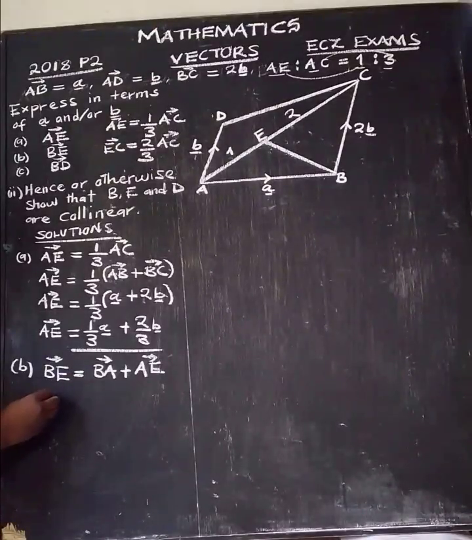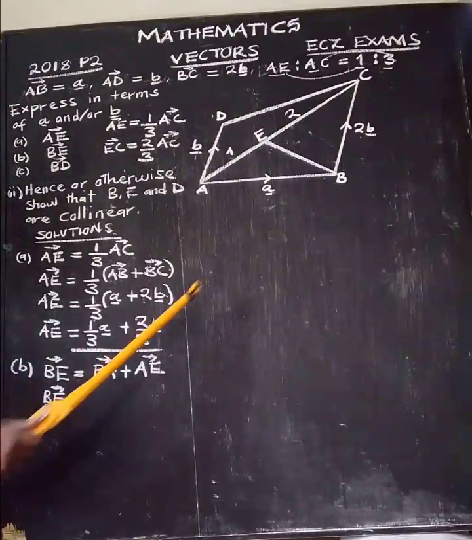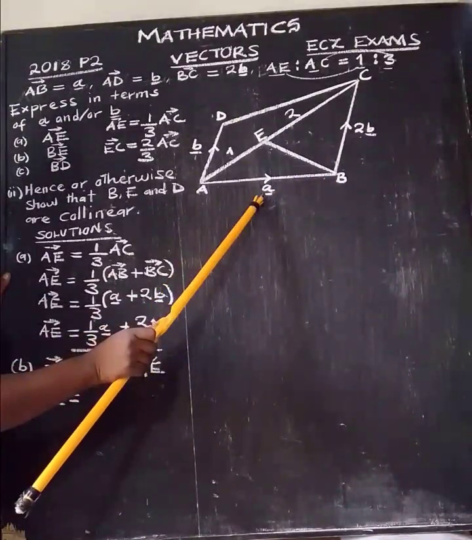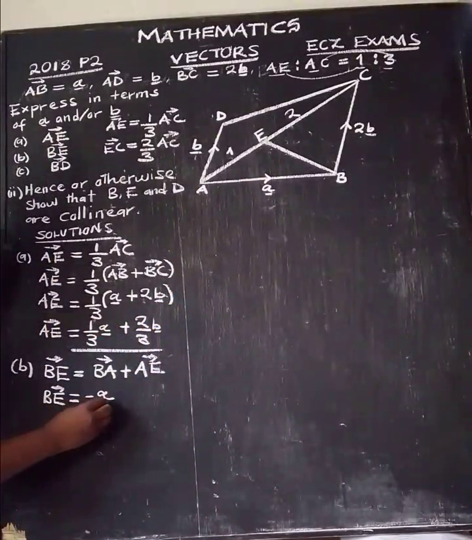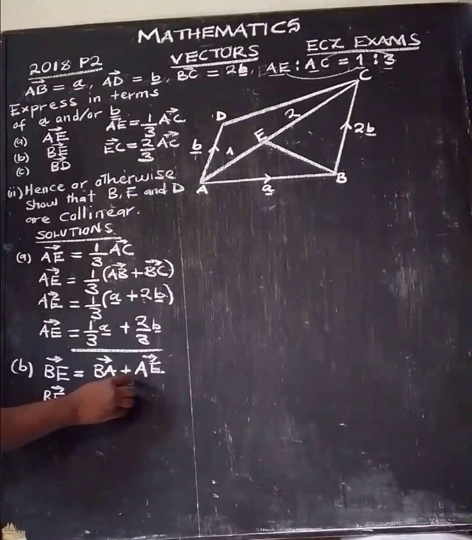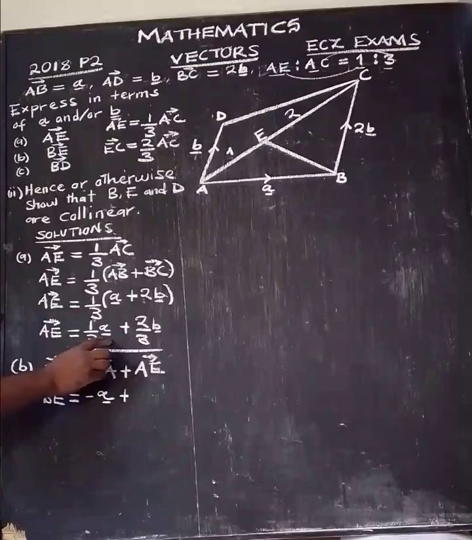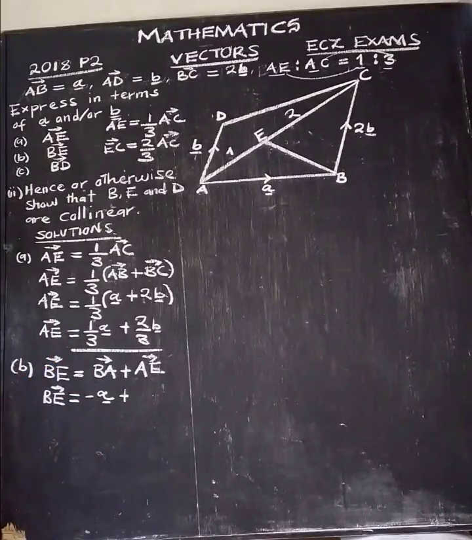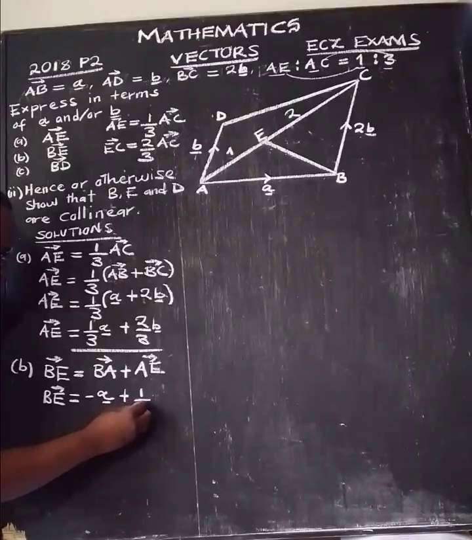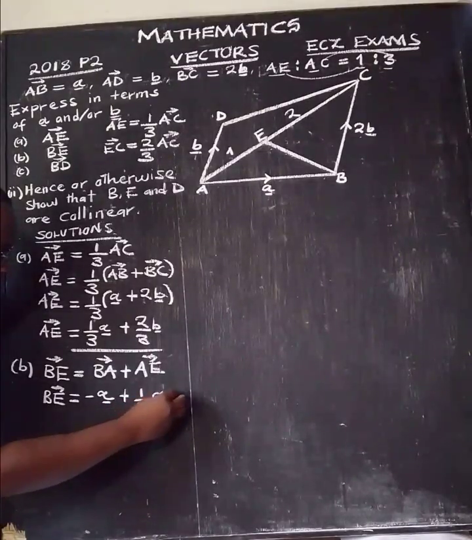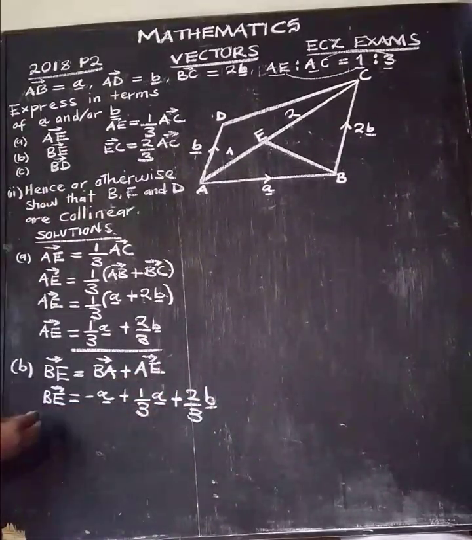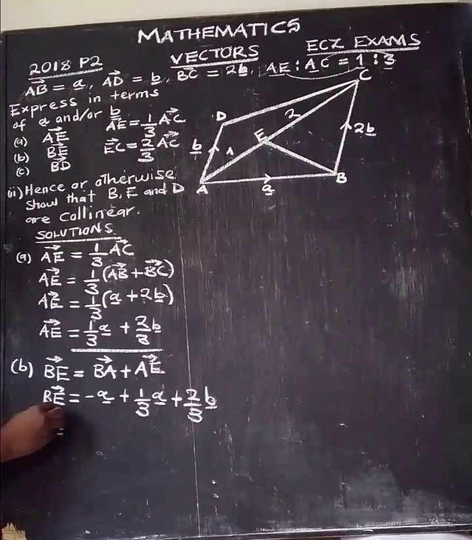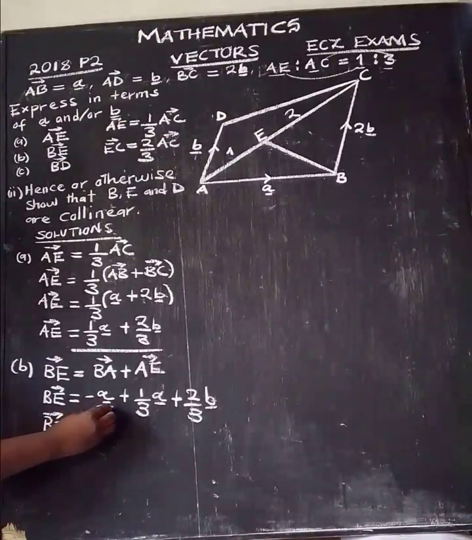So BE is equal to, now do we have BA? BA it's negative vector A. Since we are moving against the direction, we are going to have negative vector A plus, do we have this one? AE, yes. This is our AE. So our AE is what? 1 over 3 vector A plus 2 over 3 vector B.